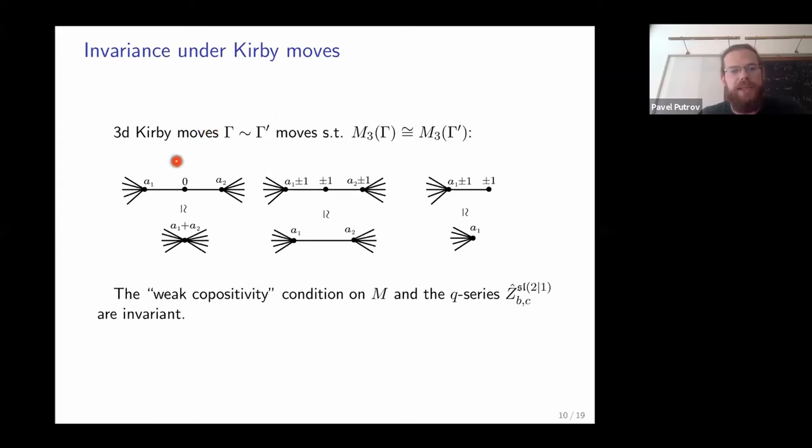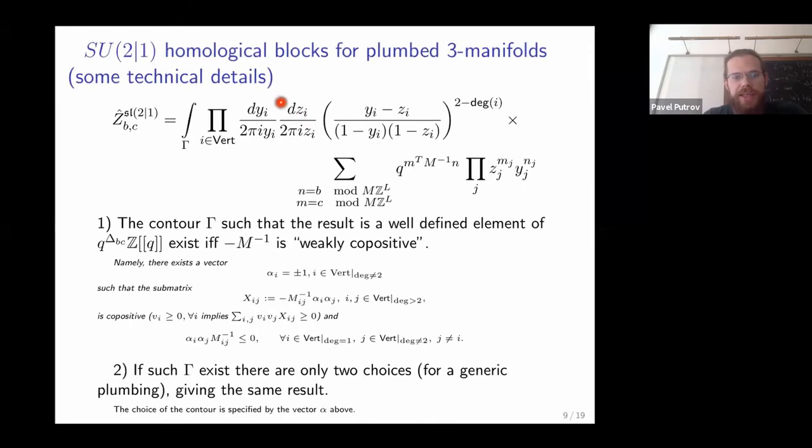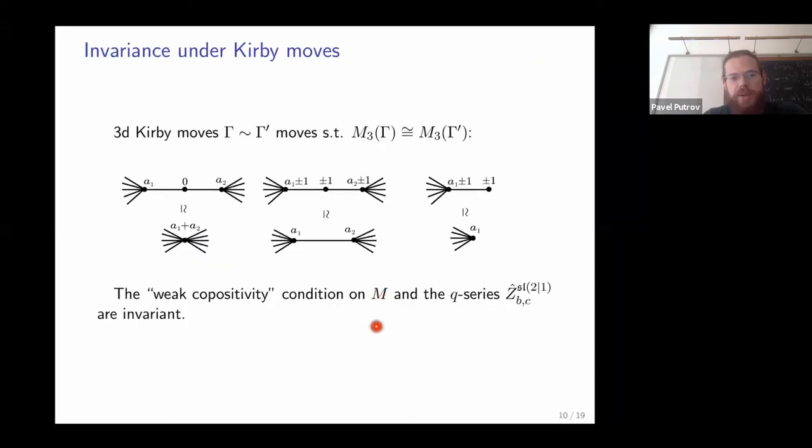And it is known that there is a set of moves on the plumbing graphs which relates two plumbing graphs realizing the same homeomorphic manifold, and one can check that this formula, although it explicitly depends on the plumbing data, actually gives you an invariant. And moreover, this condition on M is also preserved under these moves.